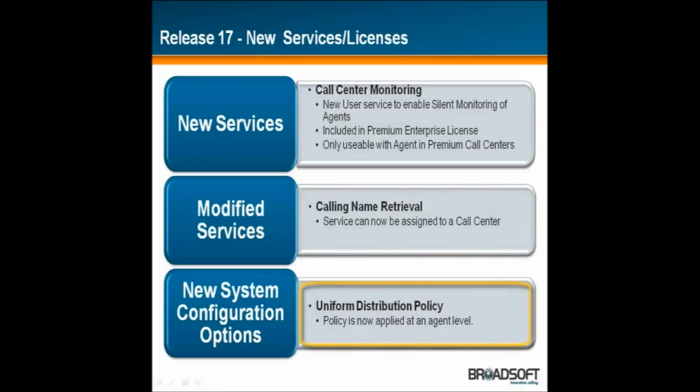Release 17 also presents a new system configuration option around the Uniform Distribution Policy. It improves the call distribution logic in selecting the most idle agent. The new default setting upon upgrade is to apply the new distribution policy at the agent level instead of a call center level. So an agent's most idle status is determined by looking across all call centers an agent belongs to. Previously, the most idle status was determined per call center.